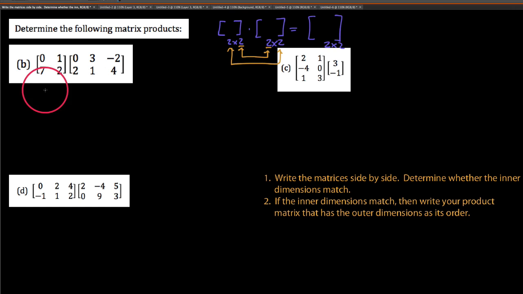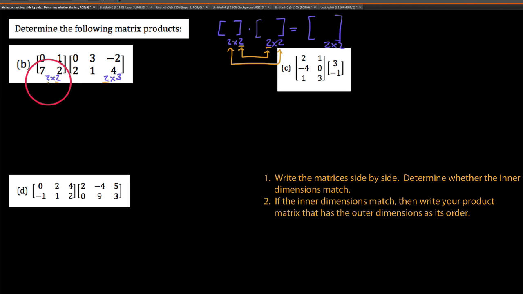As a matter of fact, whenever we do a multiplication problem, the very first thing we do is say, can I write it side by side, and can this even possibly be defined? In this example, for letter B, it looks like we have 2 rows and 2 columns. Here we have 2 rows also, but this has 3 columns. And so certainly we'll assess the situation by saying, look, we can do this because our inner dimensions match.